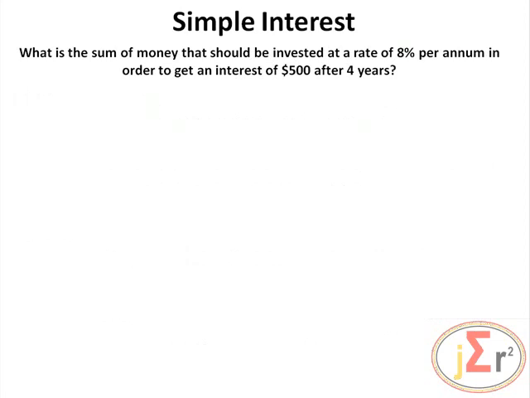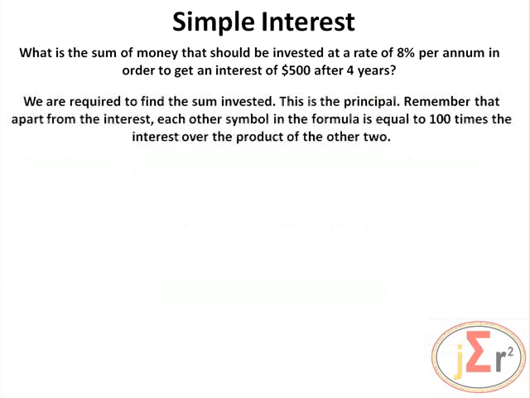Now we are going to be looking at the principal. The question is, what is the sum of money that should be invested at a rate of 8% per annum in order to get an interest of $500 after 4 years? So we have everything else except the principal. We are required to find the sum invested. This is the principal.